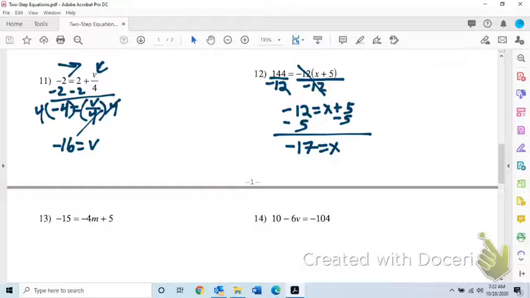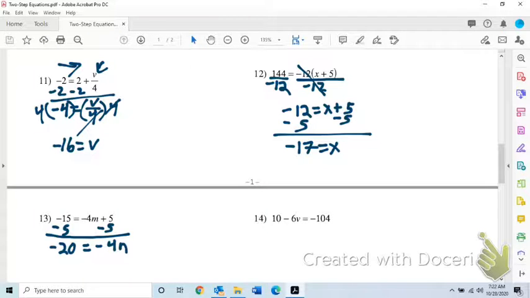Number 13, again, hit pause, let people work through, hit play. Looking to isolate for that m. So we subtract 5 from both sides. Negative 15 minus 5, because we already have a negative 15 and we're subtracting 5 more, it's actually going to get smaller, so we get negative 20.